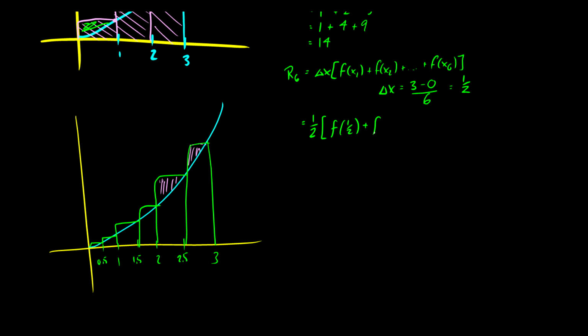And this will be plus f of 1, plus f of 3/2, plus f of 2, plus f of 5/2, plus f of 3. So we can see here, we have a lot of terms. So if we want to go to like 20 intervals, it's going to be a lot of manual calculations. Anyways, let's put some things in here.